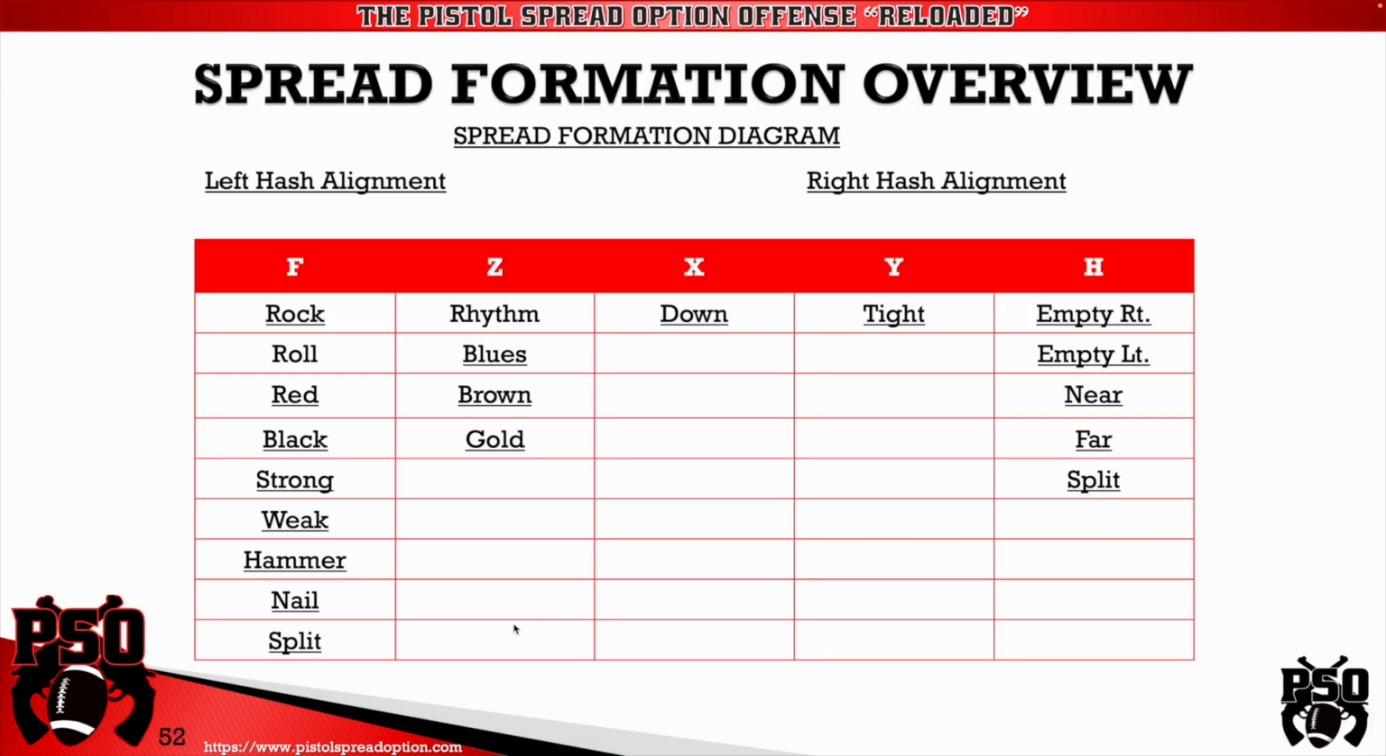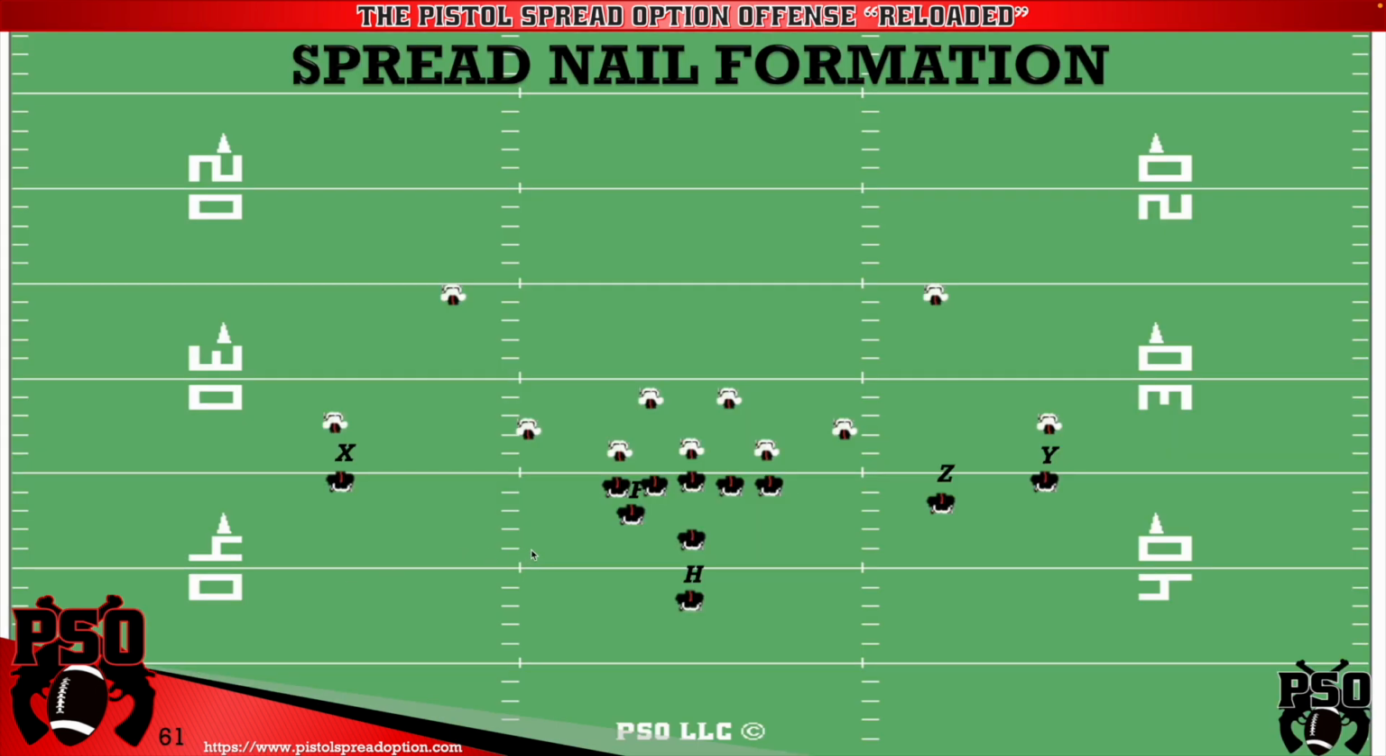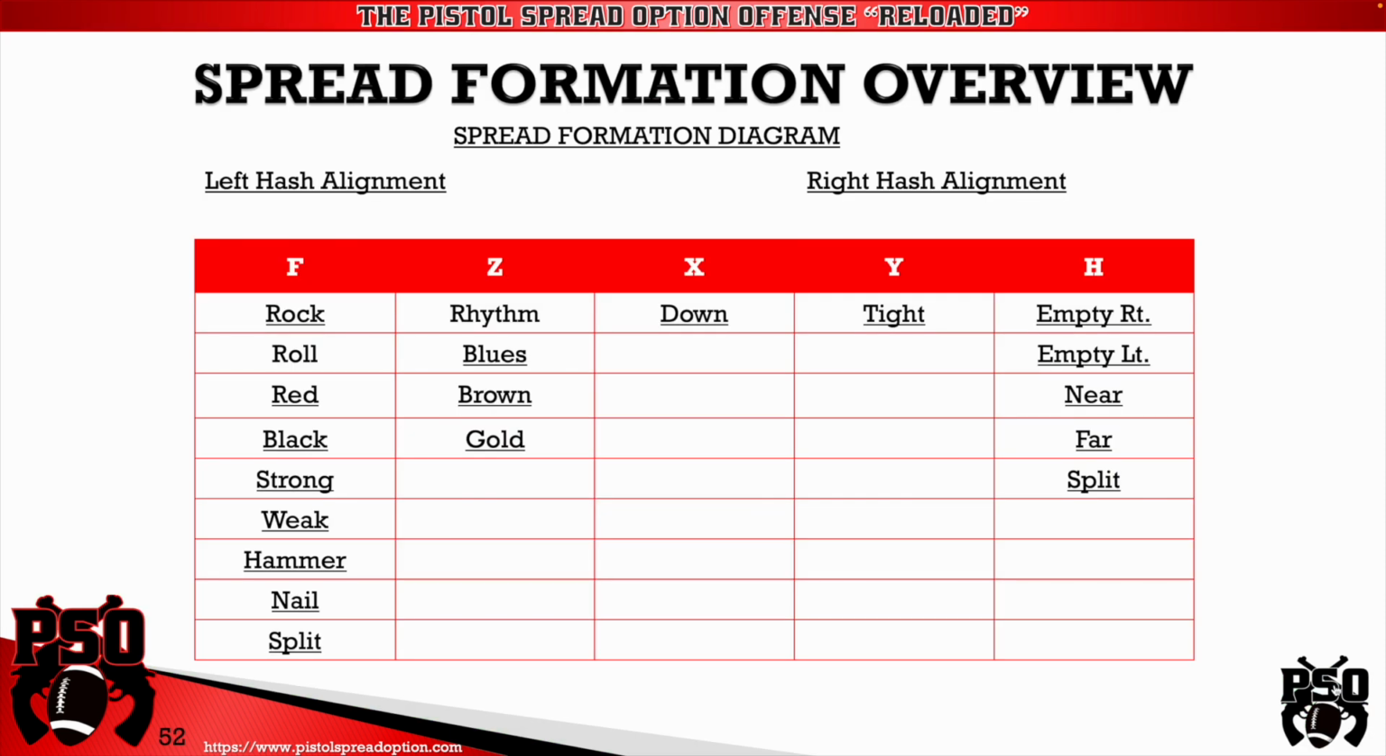And then we can call nail, which puts him 1 by 1 in the guard tackle gap, or 1 foot back in the guard tackle gap to the left. So again, everybody else lines up in spread, but the F here is hammer, he goes to the right. The F here is nail, he goes to the left.